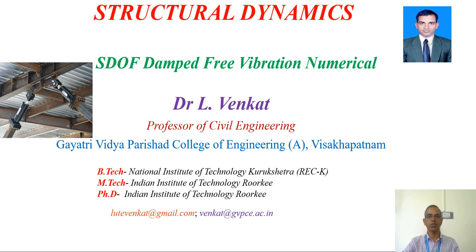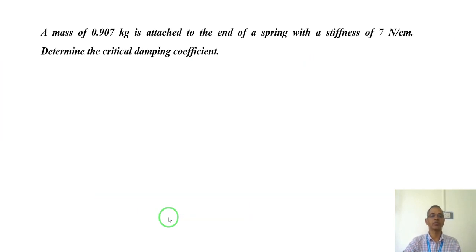In this class, we will be discussing the damped free vibration numericals for single degree of freedom system. Let us see some numerical on damped free vibration. For example, a question is asked: a mass of 0.907 kg is attached to the end of a spring with a stiffness of 7 Newton per centimeter. Determine the critical damping coefficient.